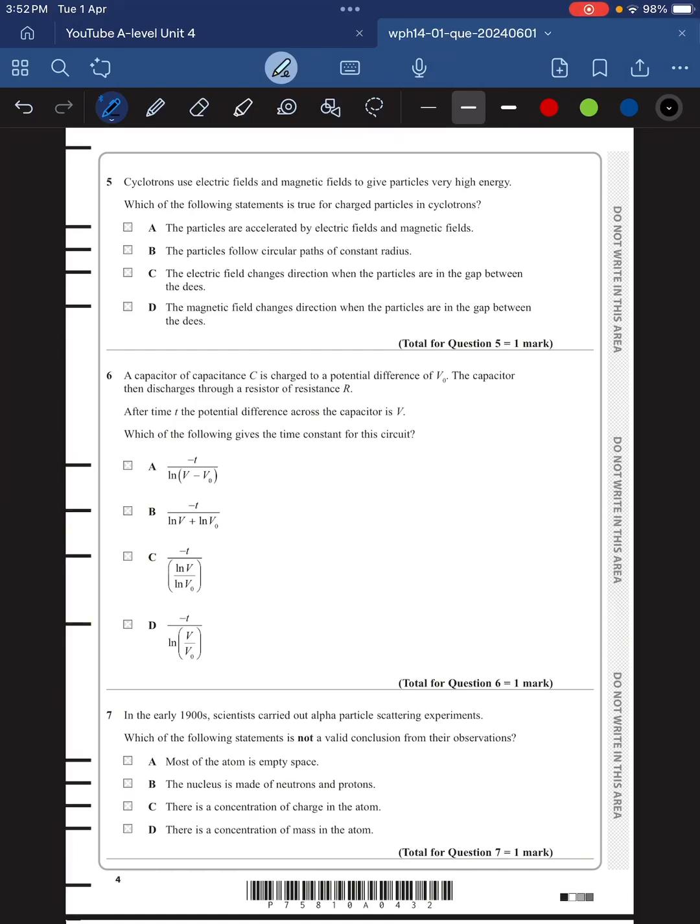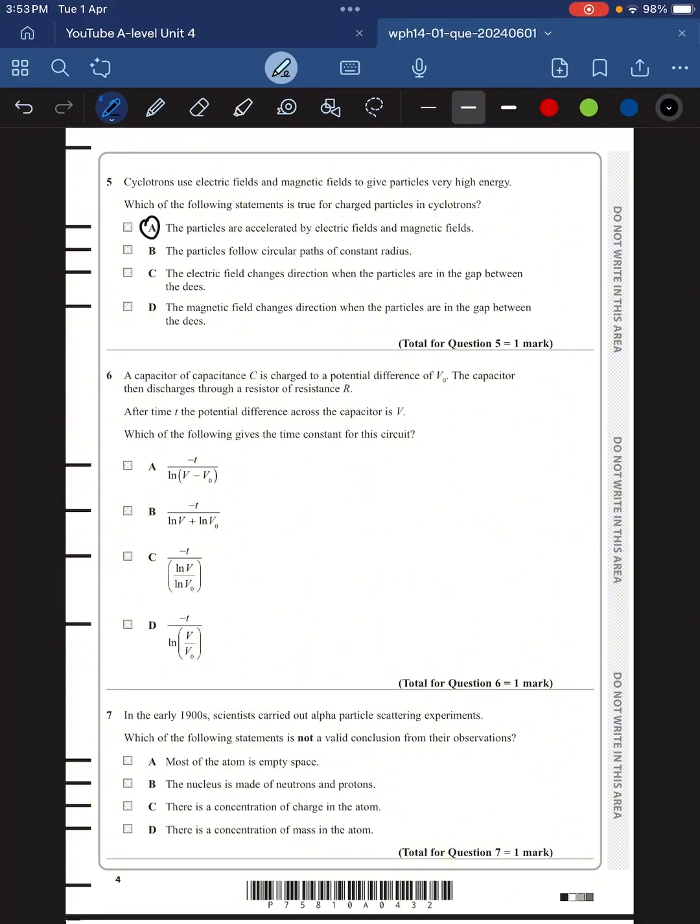This is a true statement because particles are accelerated by the electric field in the sense that the velocity of the particles is increased. But they are also accelerated by magnetic fields in the sense that magnetic fields do not increase the velocity of charged particles, but they change the direction of movement. And a change in direction in the velocity of a particle corresponds to acceleration. So statement A is true, and that's the answer, but let's read off the other statements.